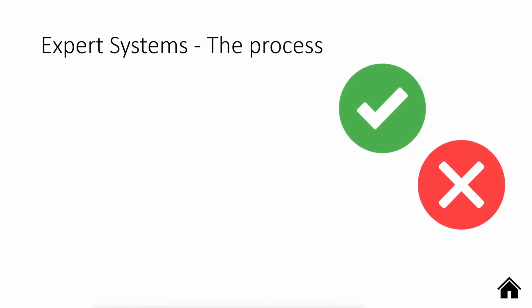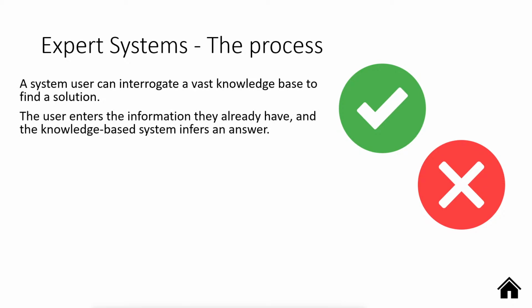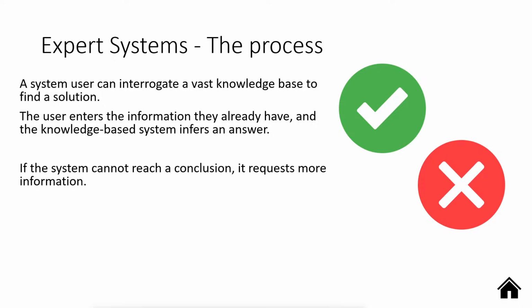So this is the process. The user interrogates a vast knowledge base to find a solution. The user enters the information they already have, and then it infers the answer. If the system can't reach a conclusion, it requests more information by asking more questions. The process continues until the system has what we call a high degree of confidence. So it works out a number, and if it has a high degree of confidence and meets the threshold, it will give you a solution to what it thinks it is.